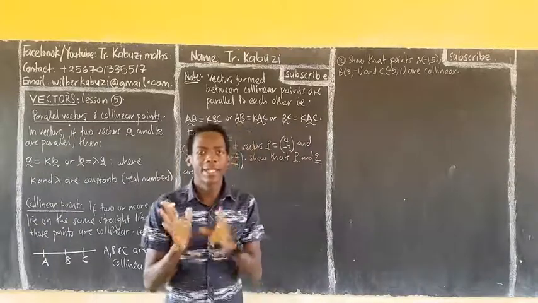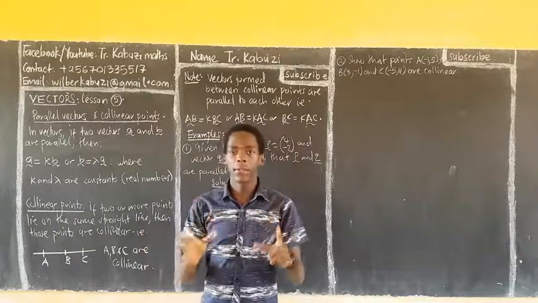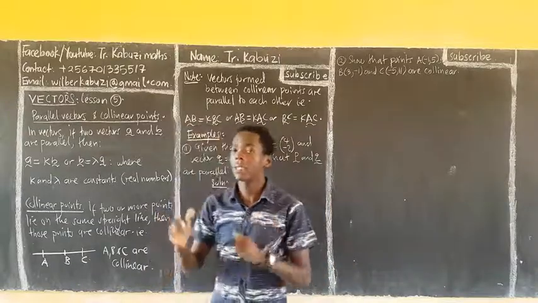Okay, so members, in this lesson, let us see how we show that points are collinear and also how we show that two vectors are parallel. For vectors, they are parallel. For points, they are collinear. Let us see what we do.